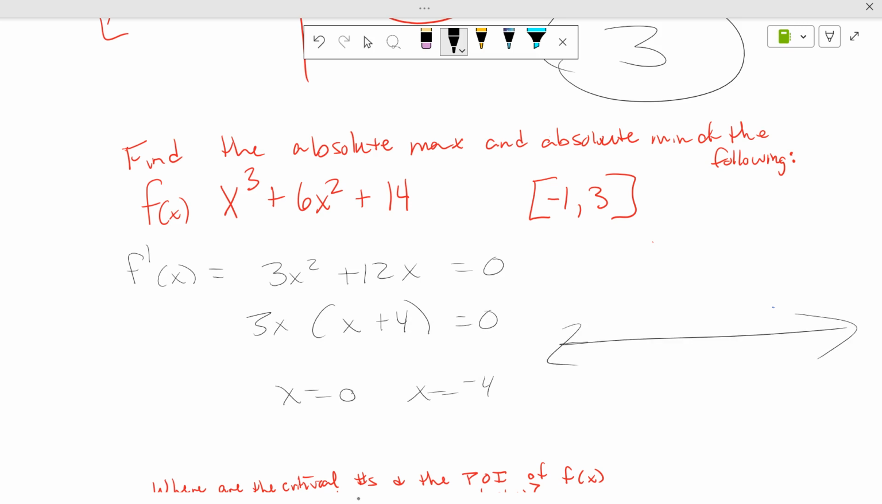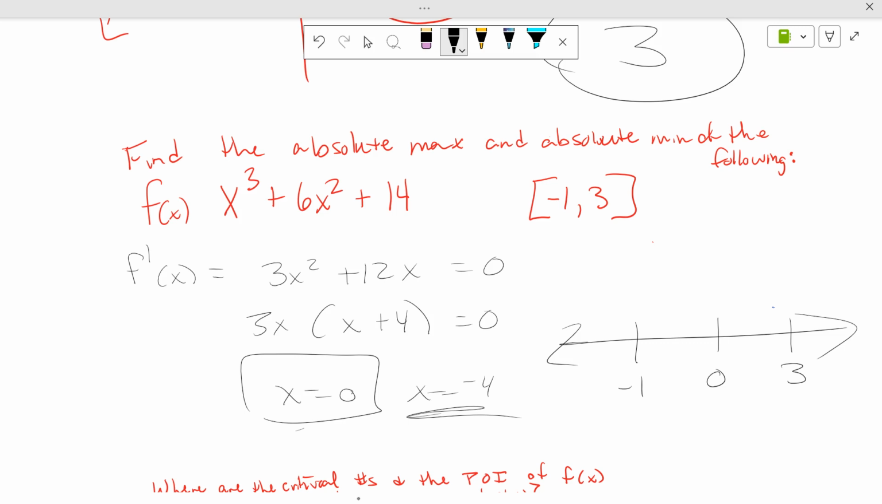Does negative 4 even matter? No, it doesn't. Only negative 1, 0, and 3 matter. All right, so I'm going to put them into the original function to find the absolute max and min.